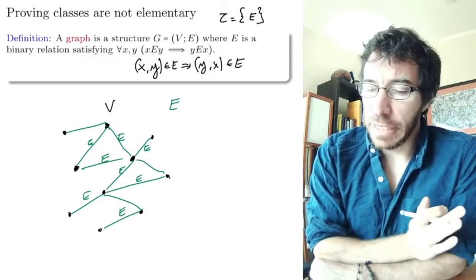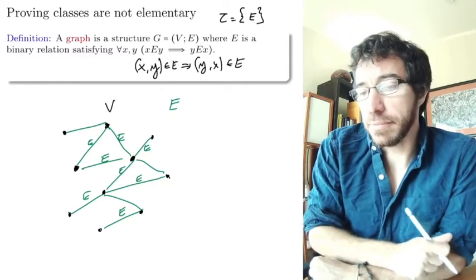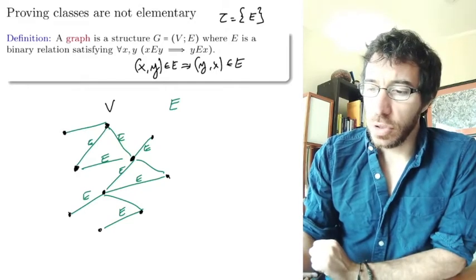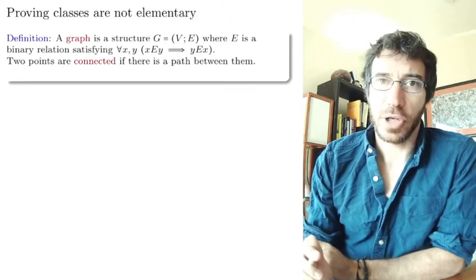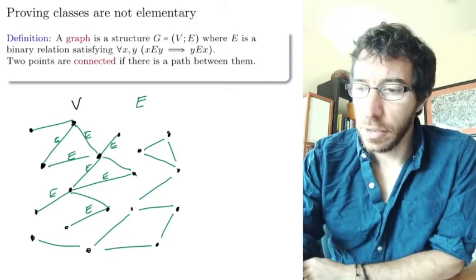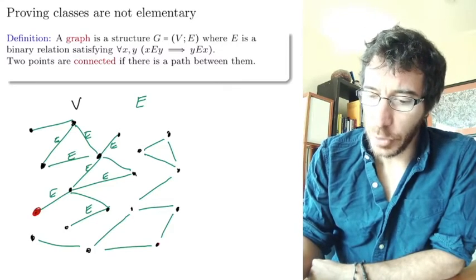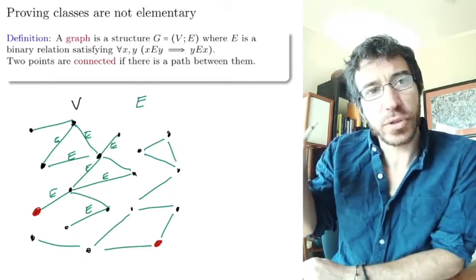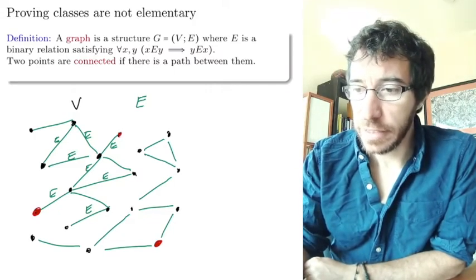So the graph is nothing more than that, a bunch of points and some connections between them, and some of them are not connected by E. Okay, so there is an important notion, which is that of being connected. For instance, in this graph up here, we can look at this point and this point, and we say those two are not connected because there is no path taking you from one to the other. Connected means that there is a path.